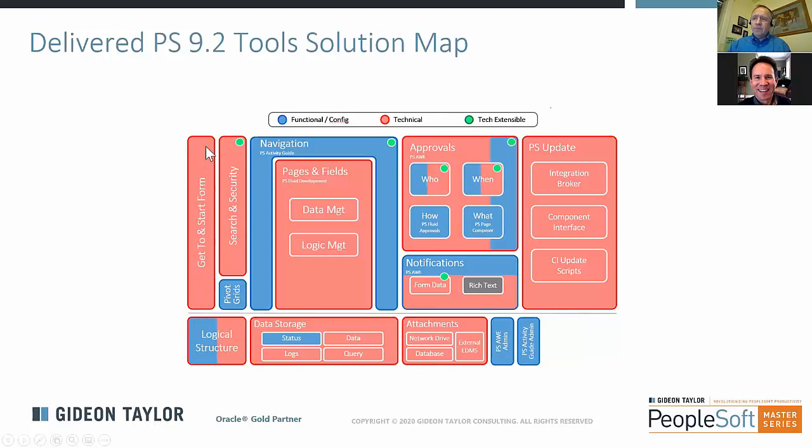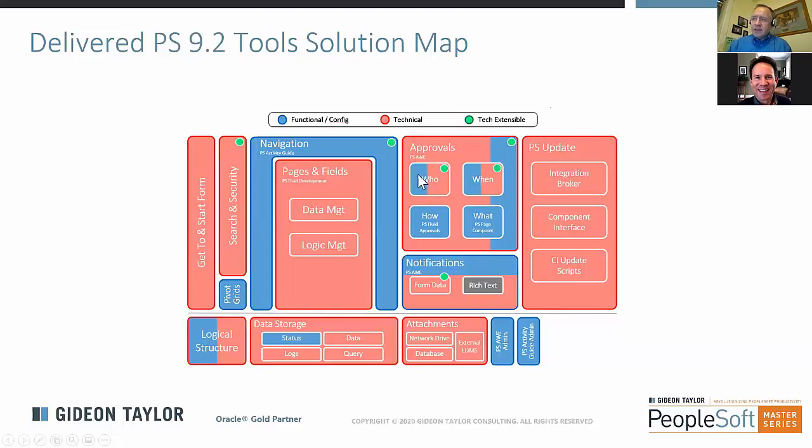You're going to have to get to the form. That's technical. Adding search and security is mostly going to be technical. You can accomplish some of that with pivot grids, but there's almost always going to be in practice some technical work that's going to be necessary. Your navigation, you've got in config, that's your activity guide. But you're going to be building the pages and fields yourselves, including the ability to manage data. That means, for example, pre-populating the form with data, updating the data on the form as data changes, updating other fields. Logic management includes hiding and unhiding fields, segments, pages, changing what's required or isn't required, doing calculations. All of that is going to be technical work.